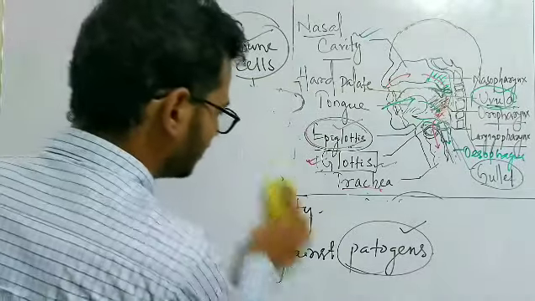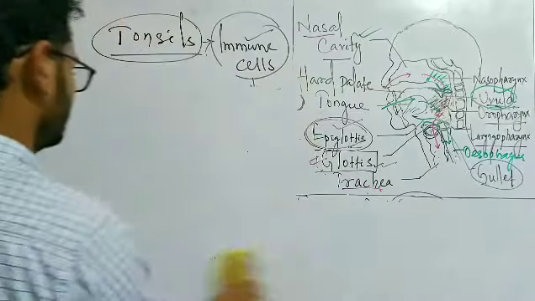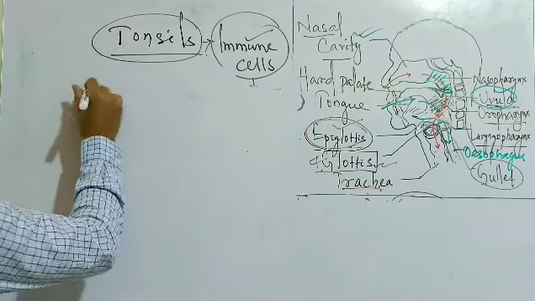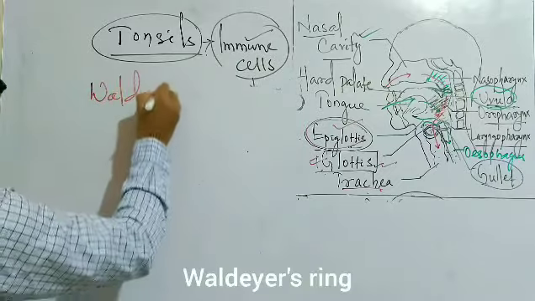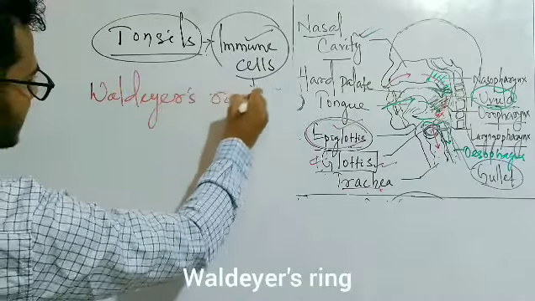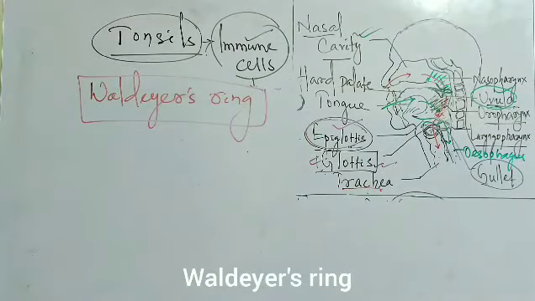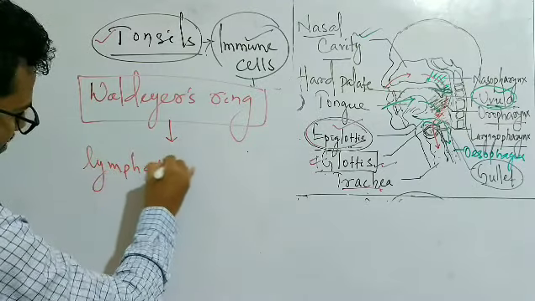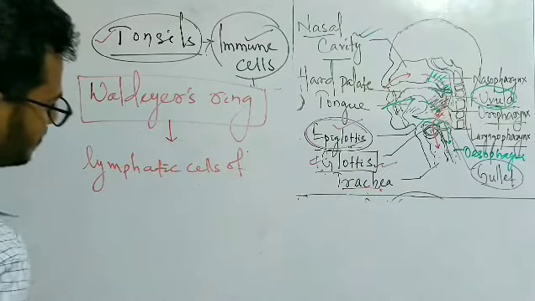How they are arranged, and where they are present. Their arrangement forms a ring-like structure which is known as Waldeyer's ring. Remember, Waldeyer's ring is the ring-like structure formed by the different immune cells or lymphatic cells or the tonsils. Waldeyer's ring is formed by lymphatic cells of the pharynx.